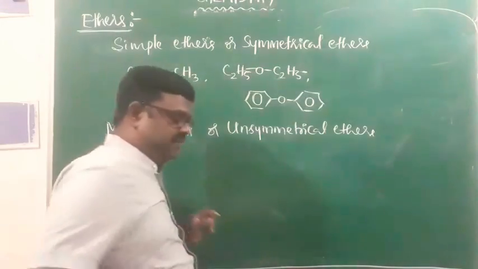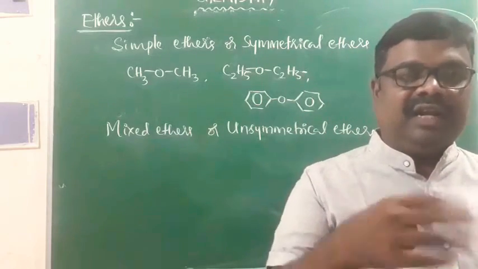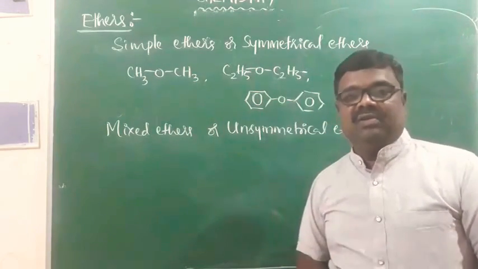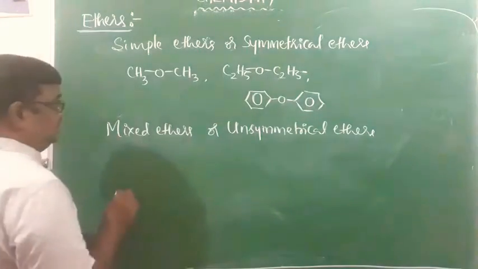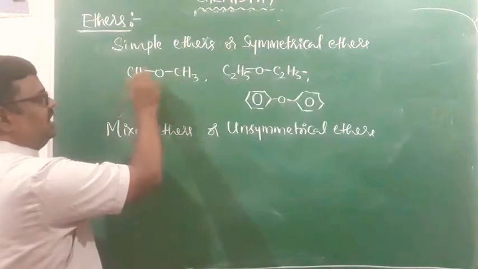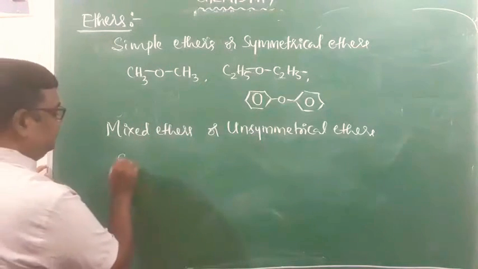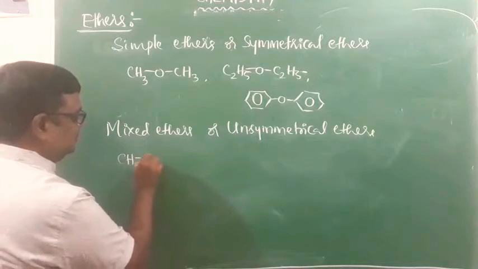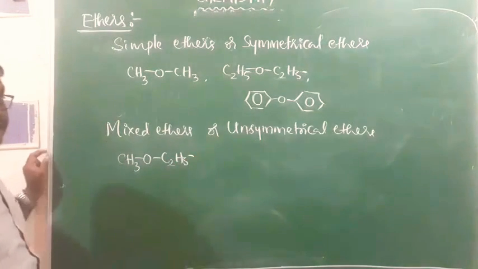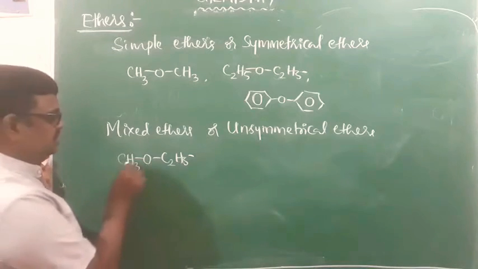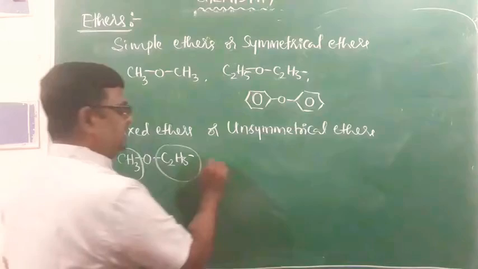If the oxygen atom is attached to the same kind of alkyl groups or aryl groups, it is called a simple ether. Whereas in mixed ethers, two different alkyl or aryl groups are attached to the oxygen atom. For example, CH3, O, C2H5 is a mixed or unsymmetrical ether, because on one side we have a CH3 group and on the other side an ethyl group.